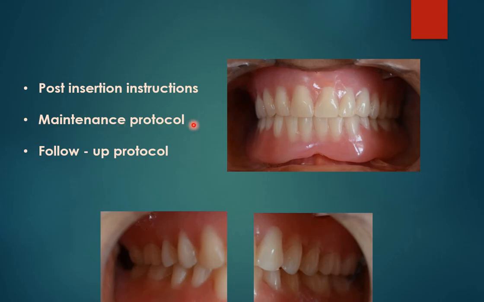Maintenance protocol: you will ask the patient to keep these dentures in water during the night after cleaning them in a bowl of water so that the dentures do not distort or warp. And also the patient has to rinse after every meal, and has to maintain the dentures and clean them with a brush and liquid soap or alternative methods.